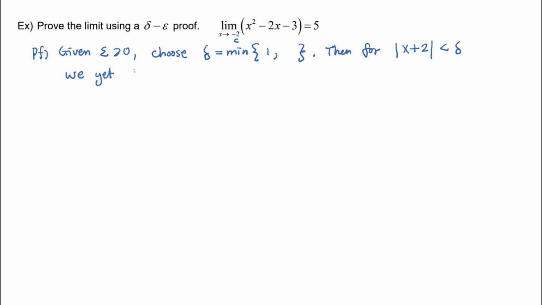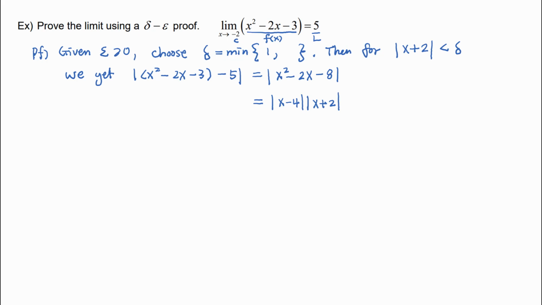we get the absolute value of f of x, where f of x is x squared minus 2x minus 3, minus L. My L is 5, which is equal to, simplifying what's inside the absolute value, x squared minus 2x minus 3 minus 5, which is minus 8. You can factor that, and when you factor it, you get x minus 4 times x plus 2.